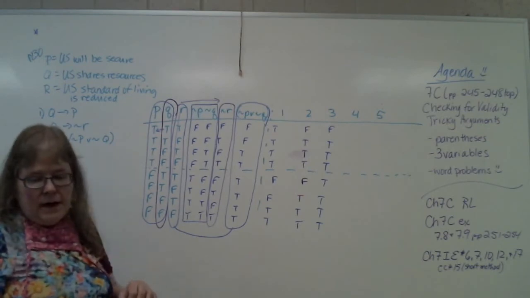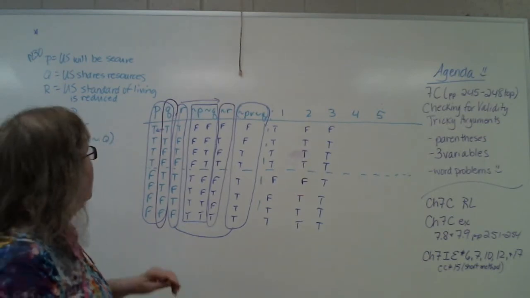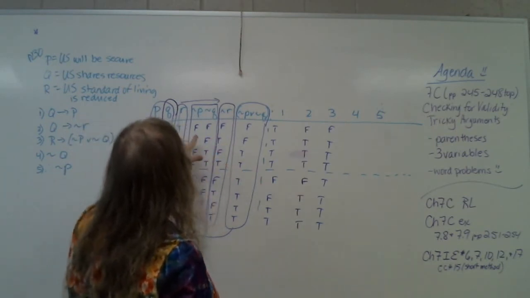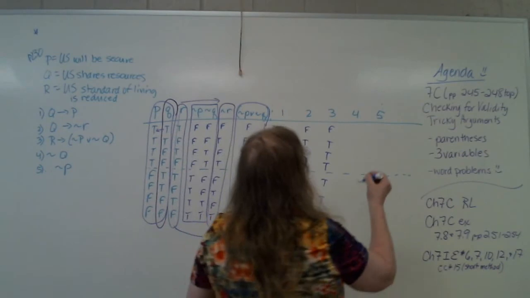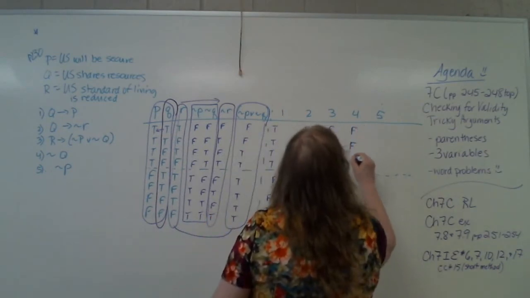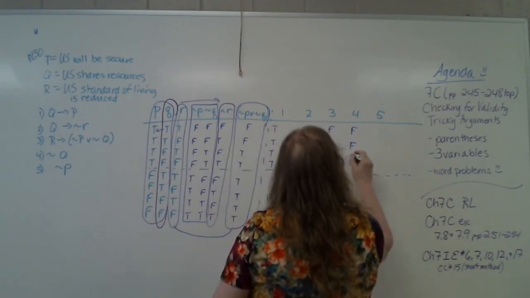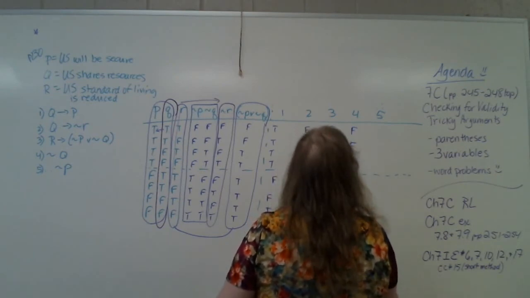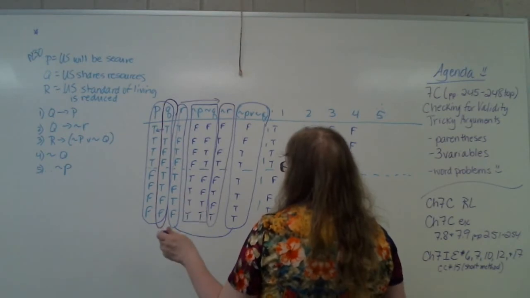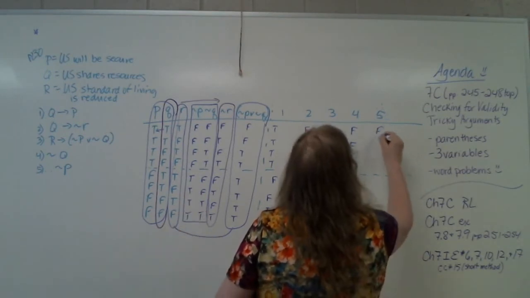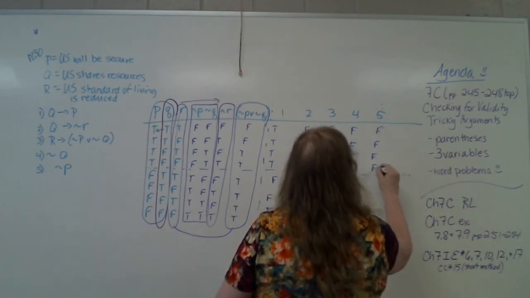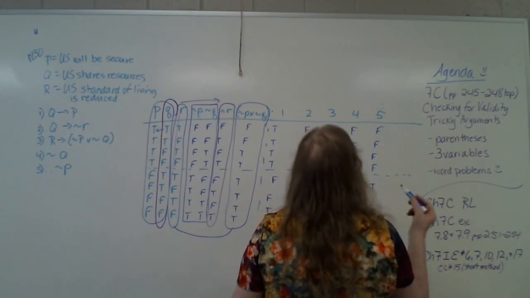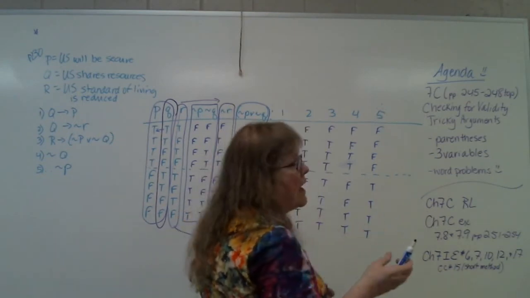Now we have some easy ones. Thank goodness, huh? So not Q is here. False, false, true, true, all the way down. False, false, true, true, false, false, true, true. And then not P. So I have 4 false conclusions that I have to check.